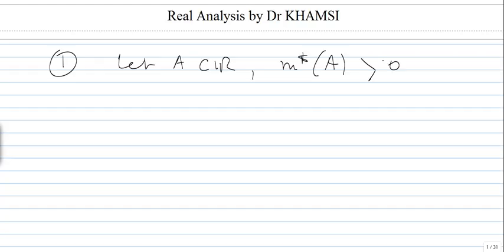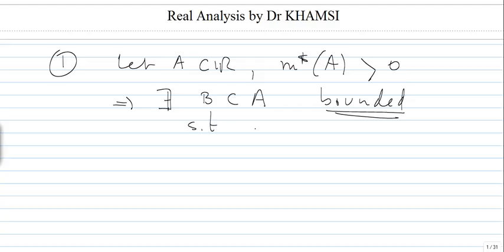So what we want is to show that in fact there exists a subset B, subset of A, which is bounded. This is the key. This is the difference here. Such that the outer measure of B is also greater than 0.